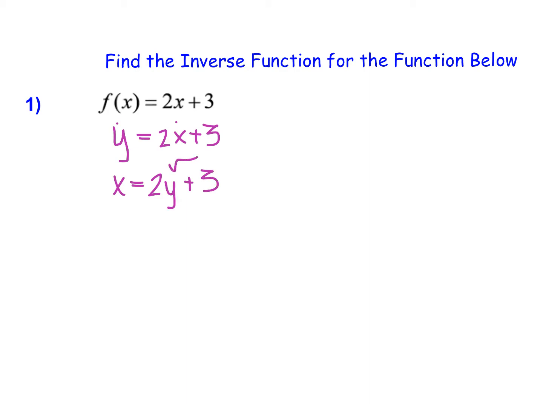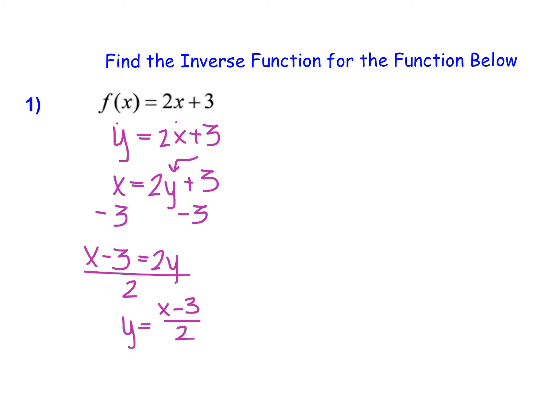Now we're going to solve this equation for y by itself. This is where we have to use our knowledge of undoing the order of operations backwards in order to actually solve this equation. Hopefully your reaction was to subtract 3 first. So we have x minus 3 is equal to 2y. Then we need to divide both sides by 2. So I end up with y equals x minus 3, all divided by 2. That is our inverse function for this original function.